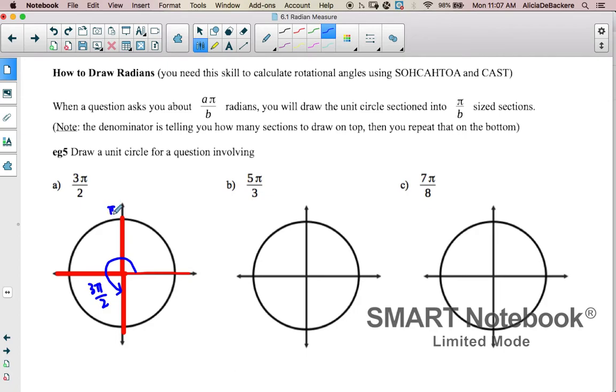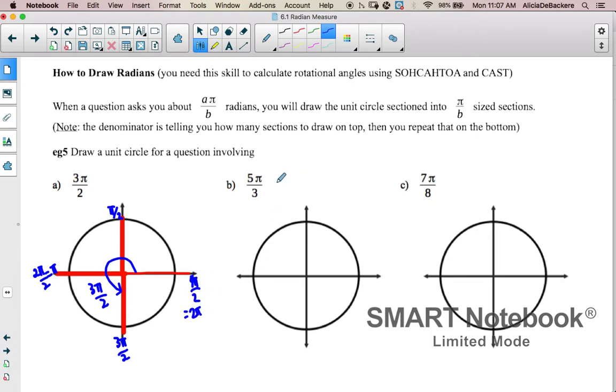Again, this terminal arm would be pi by 2. This would be 2 pi by 2, which is the same as pi, right? If you reduce that to lowest terms. And this one here would be 3 pi by 2. And then, of course, here we would be getting around to 4 pi by 2, which is the same as 2 pi.